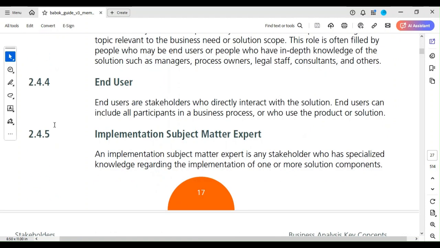End users. End users are stakeholders who directly interact with the solution. End users can include all participants in a business process or who use the product or solution. Please don't get confused between customers and end users. End users and customers, please don't get confused.